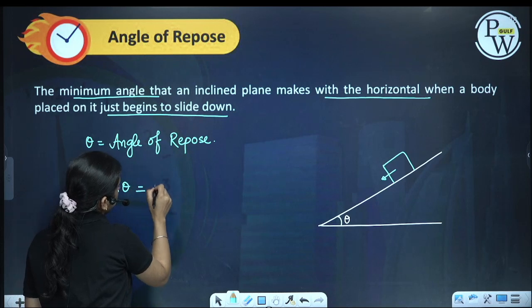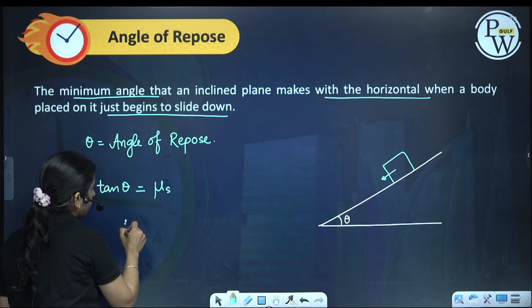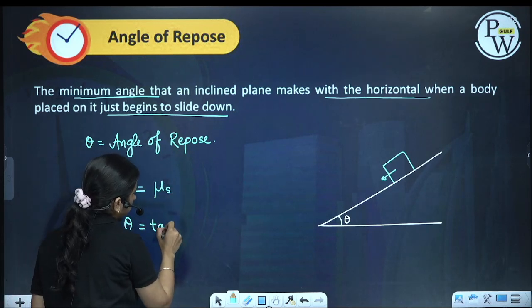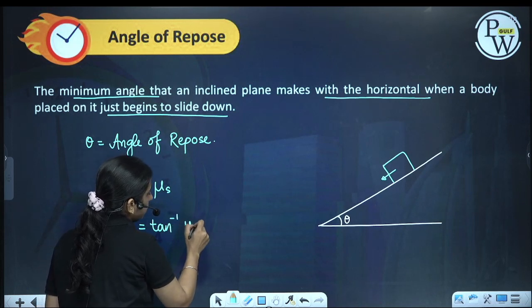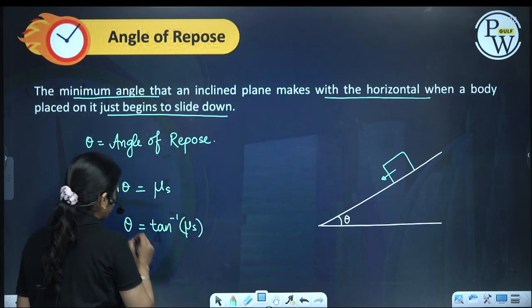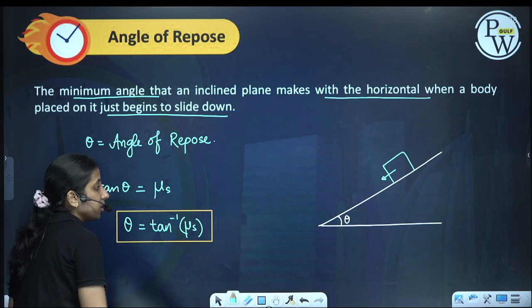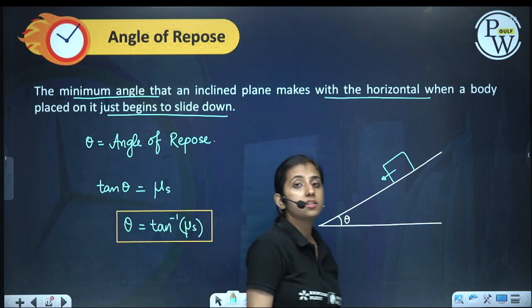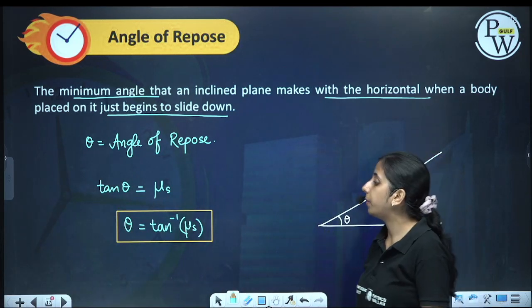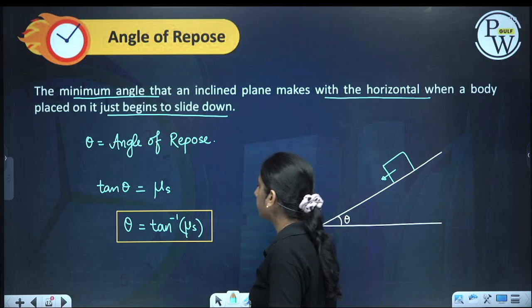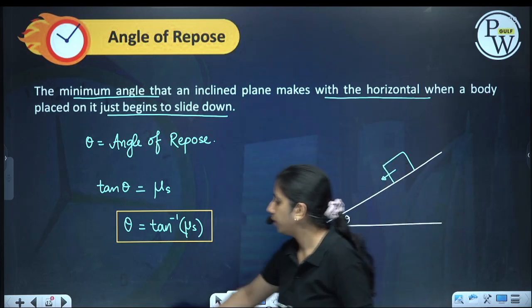So for the angle of repose, tan theta is also equal to mu s. Both have the same value. Angle of friction is equal to angle of repose. Sometimes it is also denoted by theta r. So this is the angle of repose.